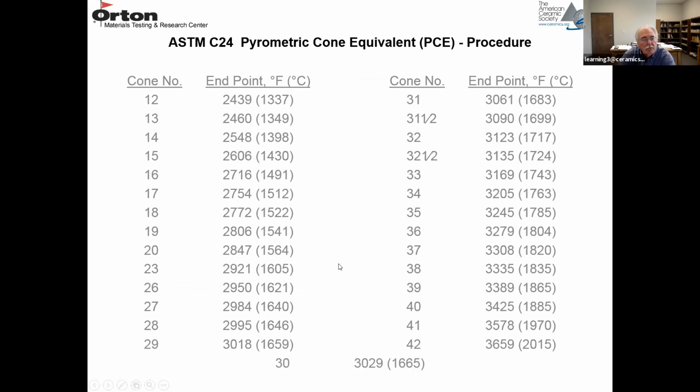So here's a table of tabulated cone numbers. It goes down here, then up here from 12 to 42. And their endpoints where they deform and touch basically the cone plaque. So this PCE value really sets the upper use limit for these materials. You can't use it beyond these temperatures, and you don't really want to use it close to these temperatures because it's already deforming. So you go 100 or 200 degrees F lower than these points, and you're probably safe using that material.